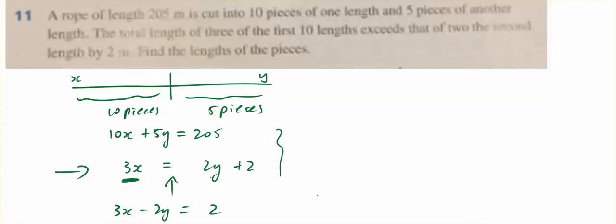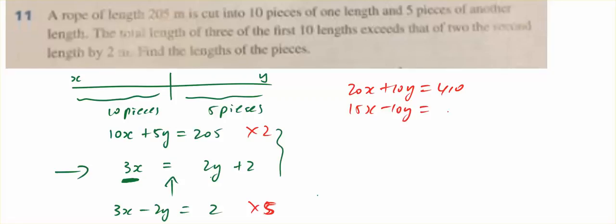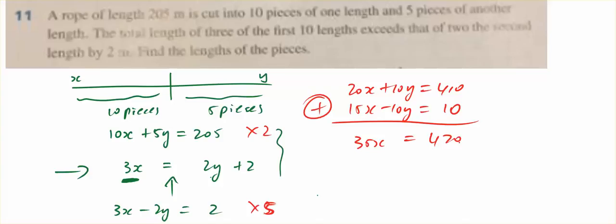So I'm going to multiply this equation by 2 and the other equation by 5, because I want to get rid of the y's. When I multiply this equation by 2, I get 20x plus 10y equals 410. If I multiply the other equation by 5, I get 15x minus 10y equals 10. You notice how these can cancel out when we add both equations together. So we add them, and we get 35x, the y's cancel, which is what we're after, equals 420.